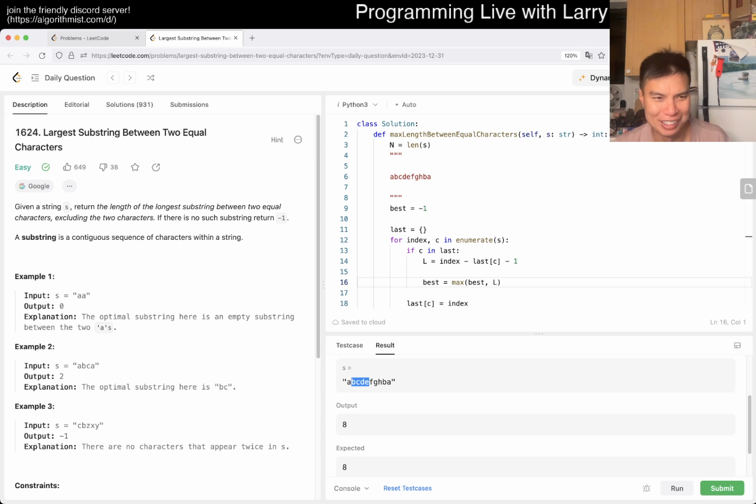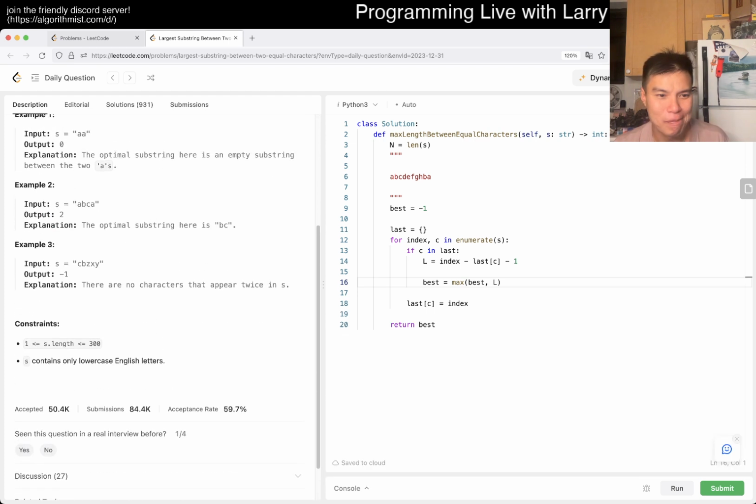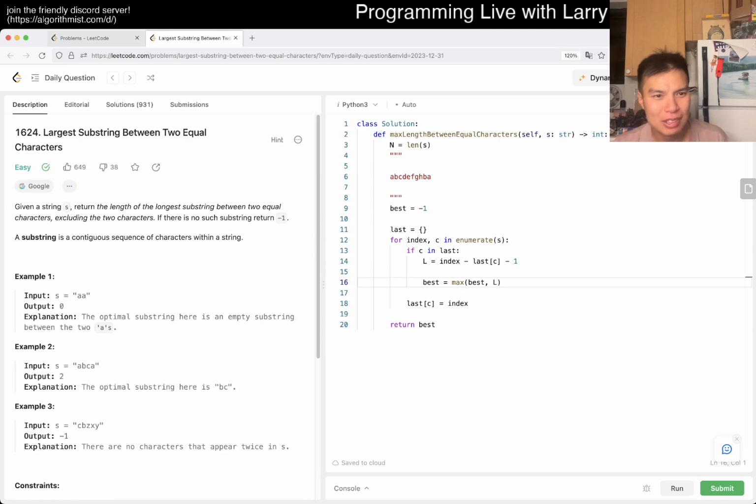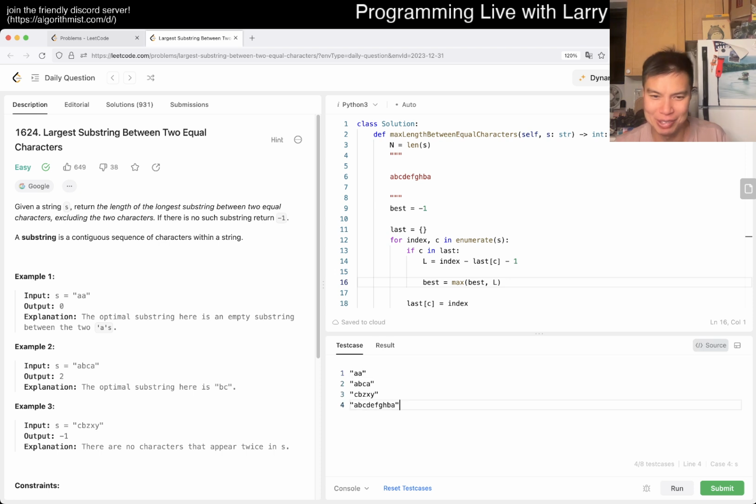Okay, maybe I'm wrong on this then. Maybe I misread this problem. The length of the longest substring between two equal characters, excluding the 2 characters. I'm also thinking, okay, maybe I misunderstood this problem. Sorry, fam, because I think maybe you can do something like this. Maybe it's the first and the last. Is that right?